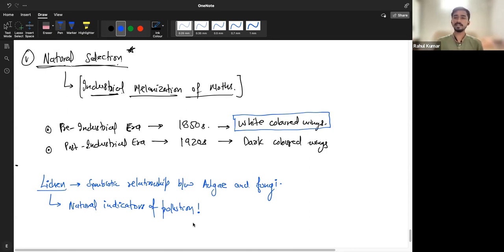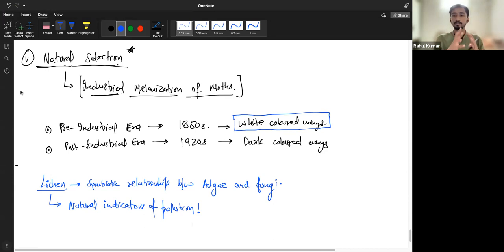Delhi, Beijing, Shanghai, and I don't know the status of other cities, but those which are landlocked and highly polluted, you will not find lichen growing there. So lichen growing on the trees was also one reason that they were light in color. Absence of soot and the growing of lichen made the tree barks lighter. So white winged moths or light colored moths could easily survive and camouflage.